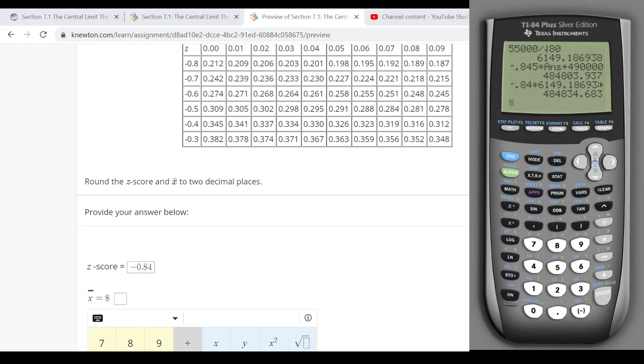So let's see if that actually works. And let me really double check it by taking negative 0.84, multiplying it by how I found the standard deviation, 55,000 divided by the square root of 80, because I think that might even be more accurate, and then plus 490,000.